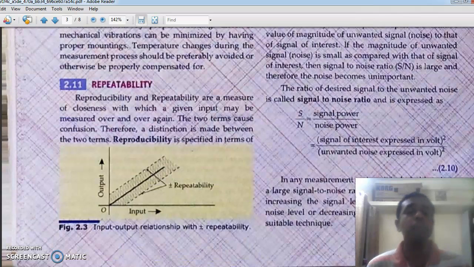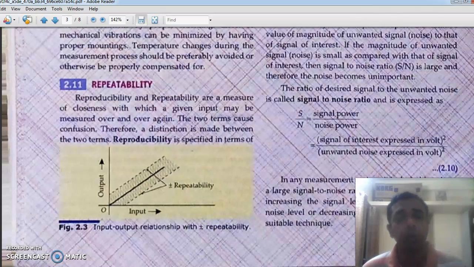And next is reproducibility. This is another characteristic that we have to learn. Reproducibility means the closeness of readings with a given input, which may be measured over and over again. You make so many readings. How close are such readings?